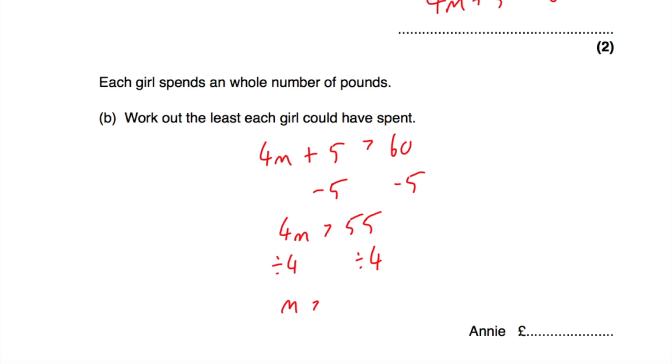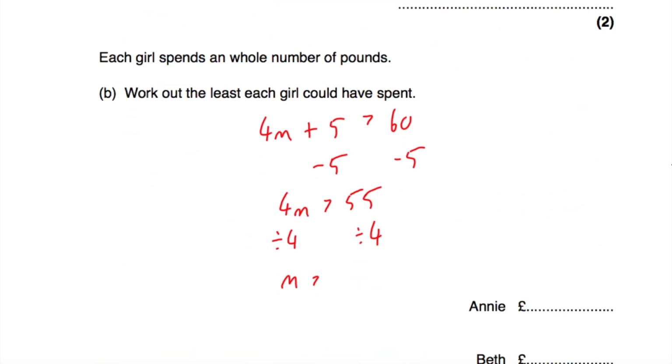And is this a calculator question? Yep, that's great. So 55 divided by 4 is equal to 13.75. So that means the amount of money that Annie spent, M, is going to be greater than £13.75. But we're told that they spent a whole number of pounds. So that means the lowest amount of money that Annie could spend would be £14.